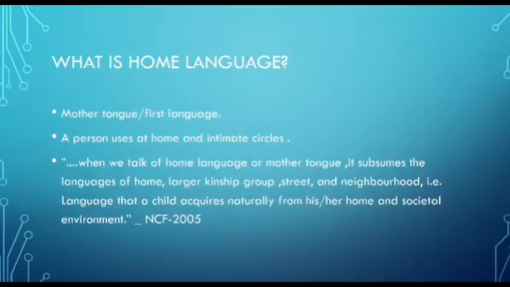Home language refers to the mother tongue or first language which a person uses at home and intimate circles. To give the definition of home language, NCF 2005 says when we talk of home language or mother tongue, it subsumes the languages of home, larger kinship group, street, and neighborhood, i.e., language that a child acquires naturally from his or her home and societal environment.